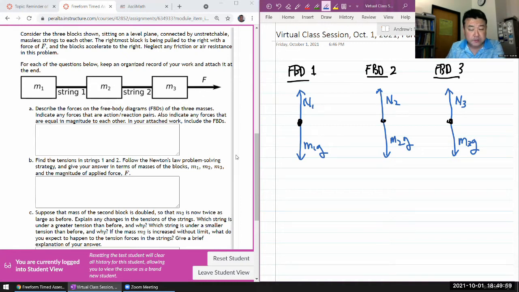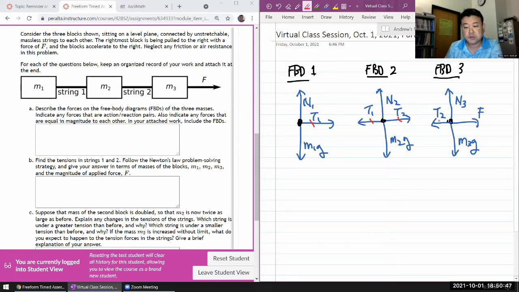Okay, so let me start out with the mass one. The horizontal forces are the interesting ones. M1 has a string one connected, so there must be a tension force pointing that way, T1. Now, M2 has two strings attached to it, string one and string two, so it must have two tension forces, T1 to the left and T2 to the right. And mass three has one string two attached to it, so there must be one tension force pulling it to the left. And there's an applied force, so let me write that as well, applied force F.